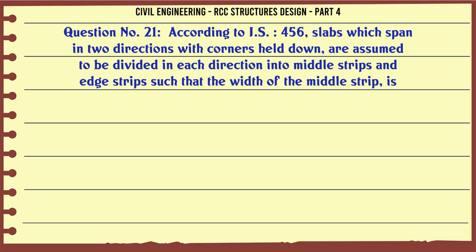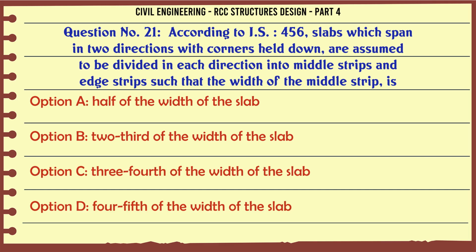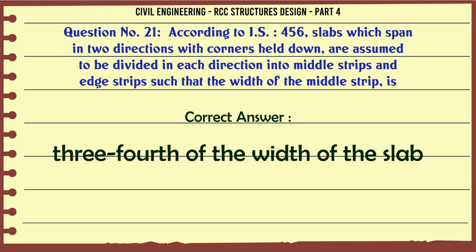According to IS 456, slabs which span in two directions with corners held down are assumed to be divided in each direction into middle strips and edge strips such that the width of the middle strip is A. half of the width of the slab, B. 2/3 of the width of the slab, C. 3/4 of the width of the slab, D. 4/5 of the width of the slab. The correct answer is 3/4 of the width of the slab.